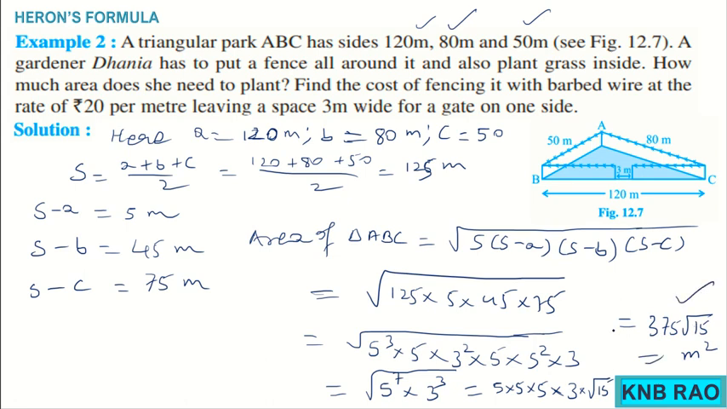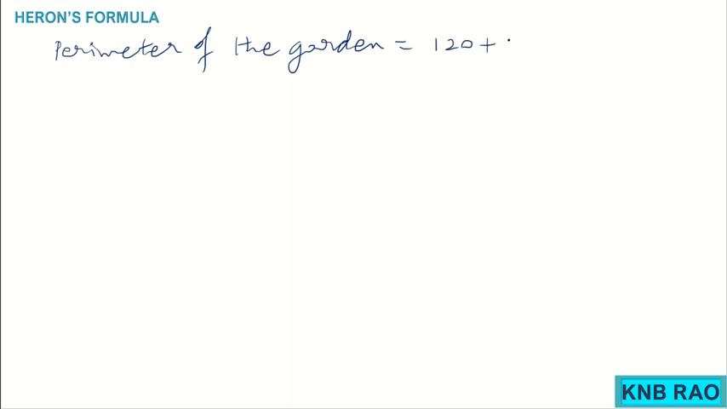Now moving on to the perimeter. So, perimeter of the garden is 120 plus 80 plus 50, where the 3 meter is to be subtracted. So it gives you 247 meter.